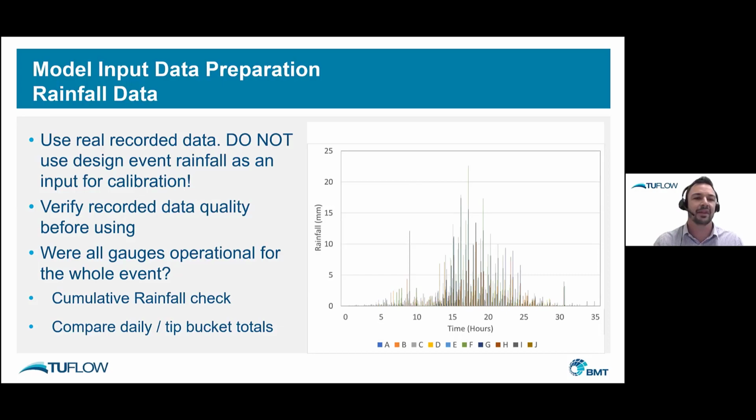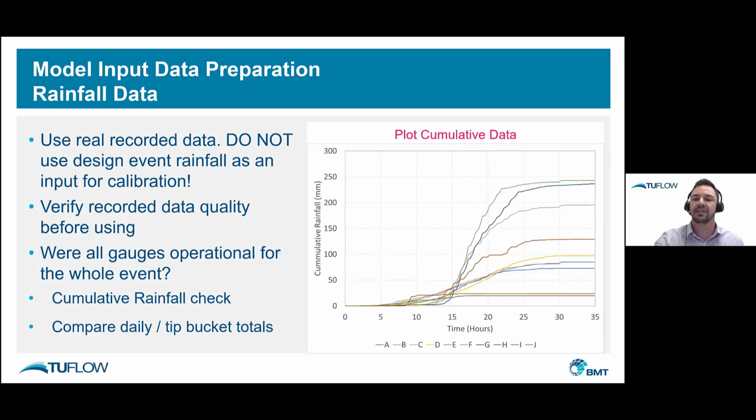a hyetograph like that. The one thing I like to do whenever I get these data sets is plot the tipping bucket data information in a cumulative sense. And from there, I basically just look for any data sets that trend horizontal before the time that I'd expect them to. In this graph here, you can see it's those 2 lower ones.